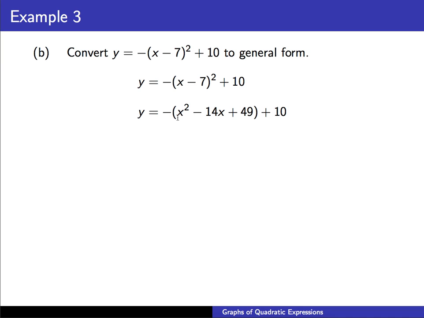So distributing our negative through to each of these three terms, it's just going to make them opposites of what they are. We get negative x squared plus 14x minus 49, and then we still have the plus 10. So now, combining our negative 49 and 10, we get negative x squared plus 14x minus 39 as our final answer.